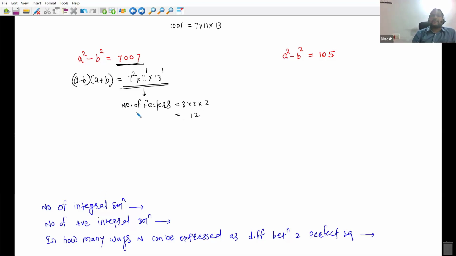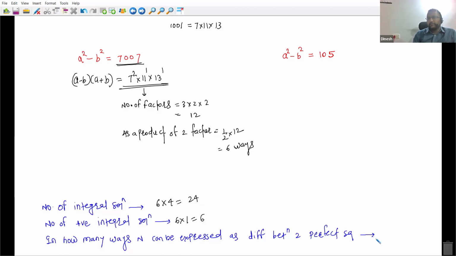In how many ways can we write this number as a product of two factors? Half of 12, that is equal to 6 ways. Every way will give you 4 integral solutions. Every way will give you only one positive integral solution. The answer of these two questions is going to be same. Tell me, is this clear? This is how we are supposed to solve this.